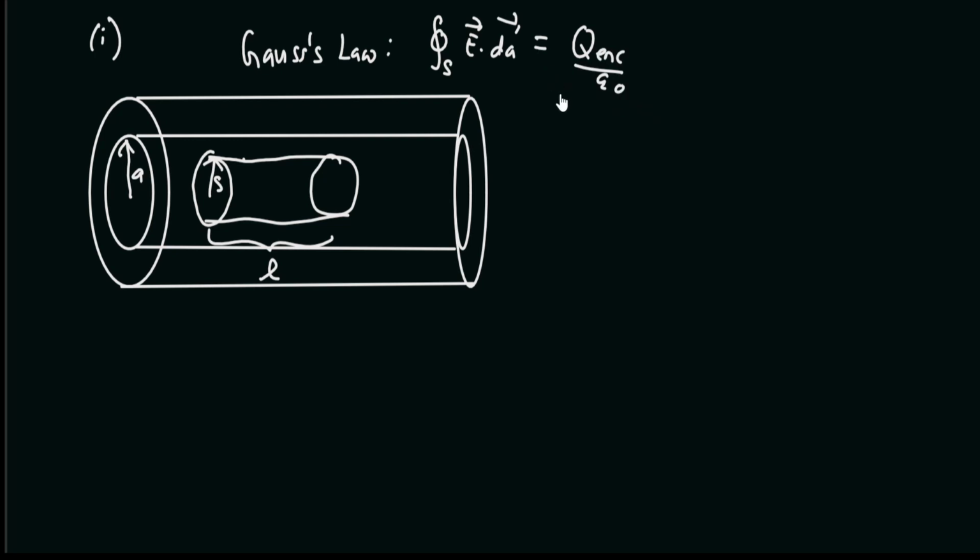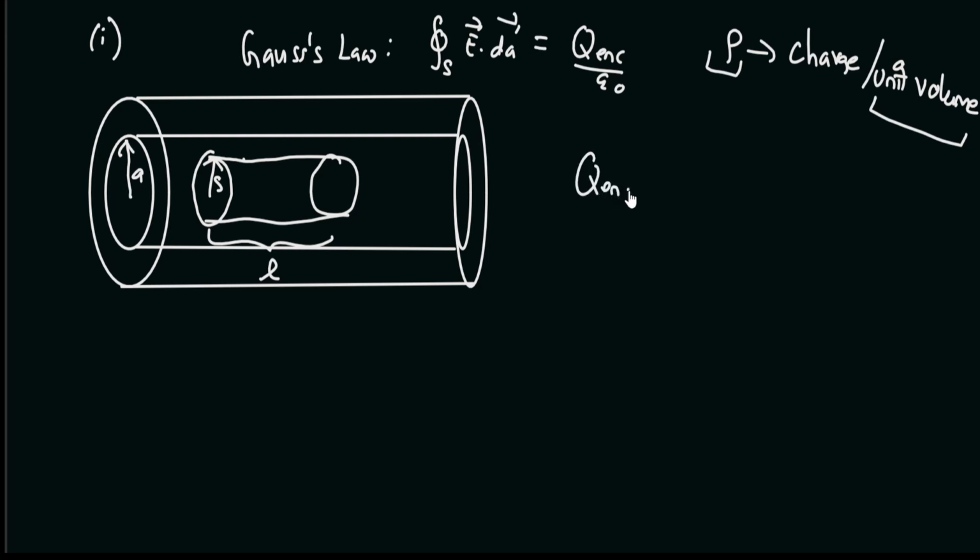Now what will be the charge enclosed? We are given that the charge is distributed in a volume inside the first cylinder given by volume charge density as ρ. ρ is nothing but charge per unit volume. So in unit volume, we have ρ amount of charge. Therefore, to find the total charge enclosed within a Gaussian cylinder, we just multiply ρ with the volume of a Gaussian cylinder, which will be pi s square L. So this will be our charge enclosed.